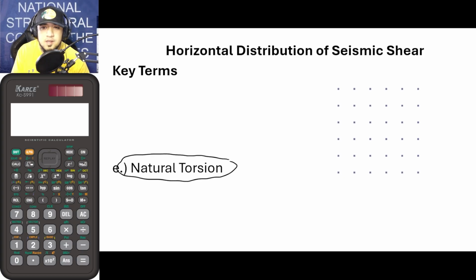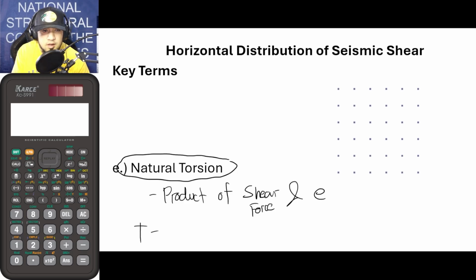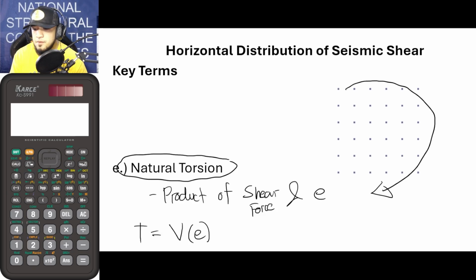Once again, natural torsion is, of course, the product of shear force and eccentricity E. So again, the formula for the natural torsion is equal to force times eccentricity. It is as simple as that, and as you can see, it would cause the building to twist, and from that you should also take that into consideration in your designs.